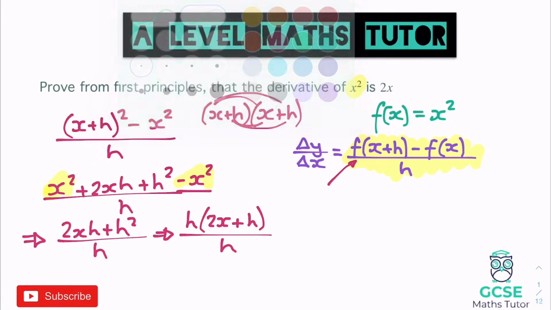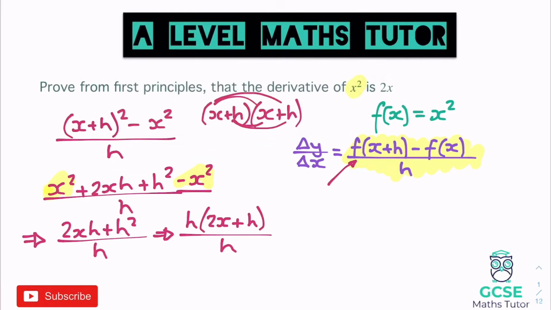There we go. Now essentially we can just cancel that h off the top and the bottom, so we can cancel that off. And what we're left with there is 2x plus h. Now that is our final little expression here that we're going to have, but we just need to think about obviously this final step here in terms of the derivative.